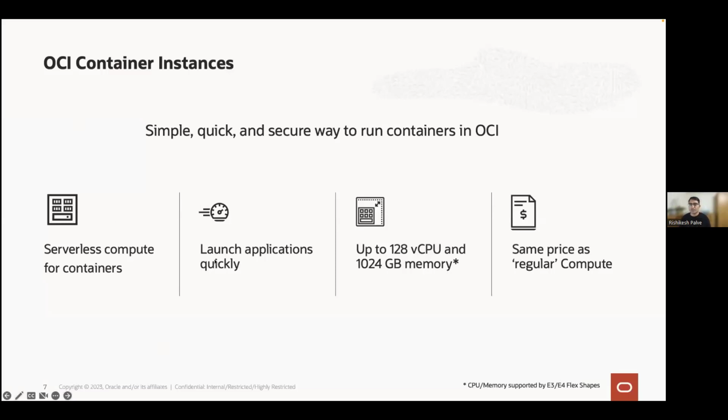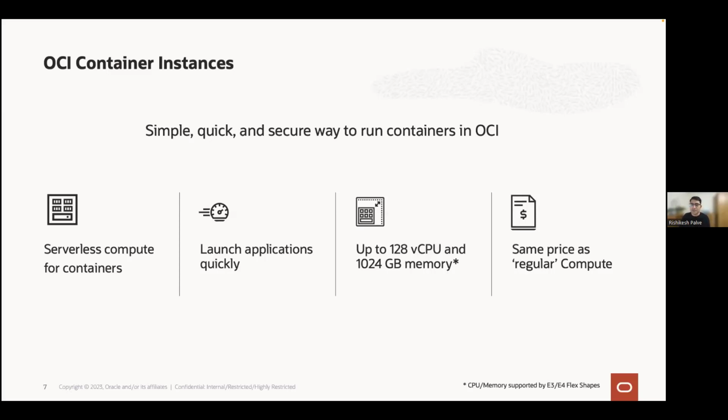Since it is optimized for running container workloads, you can launch your containerized applications with faster startup compared to provisioning VMs and running containers by managing those VMs. A key differentiator of OCI container instances is the flexibility that you get in terms of allocating resources. So we don't enforce any resource constraints at the container instances level. You can allocate all the CPU and memory that's provided by the underlying OCI compute shape.